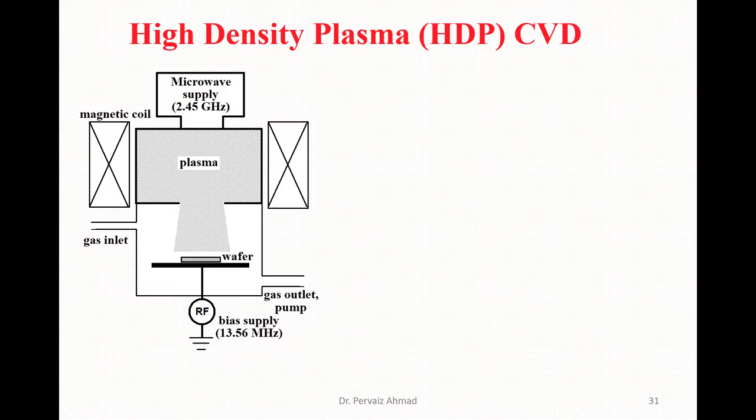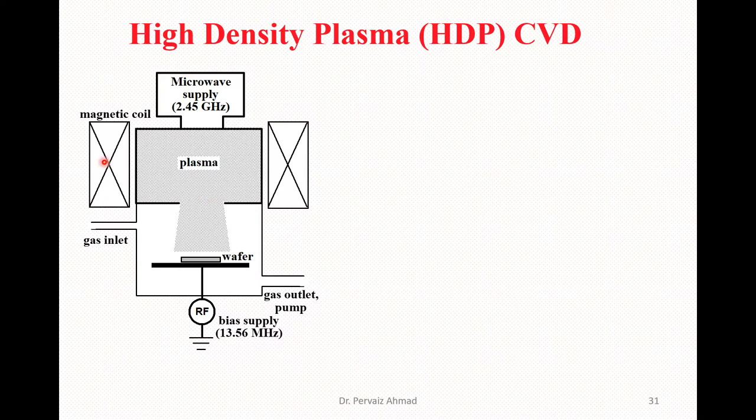Then we have the high density plasma CVD, in short we call that HDP CVD. So this is the typical experimental setup that's been utilized for high density plasma chemical vapor deposition techniques. Here you can see that the experimental setup is a bit different than what we normally have for the other CVD apparatus.